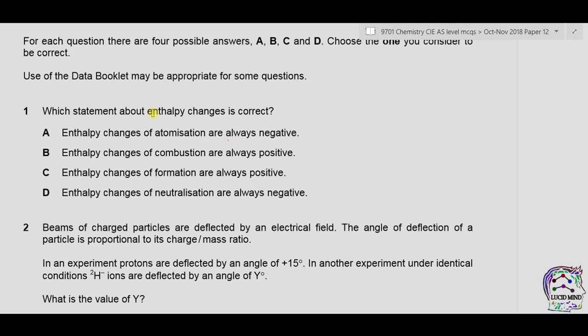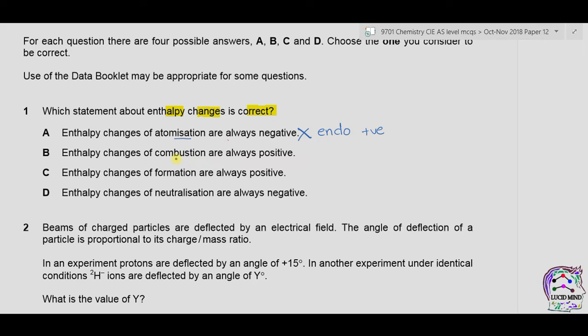Question 1. Which statement about enthalpy changes is correct? Part A. Enthalpy changes of atomization are always negative. In atomization, element is converted into individual atoms, and this can happen only when energy is absorbed and intermolecular forces or bonds are overcome. Therefore, enthalpy changes of atomization is always positive as it is endothermic process. So A is incorrect.